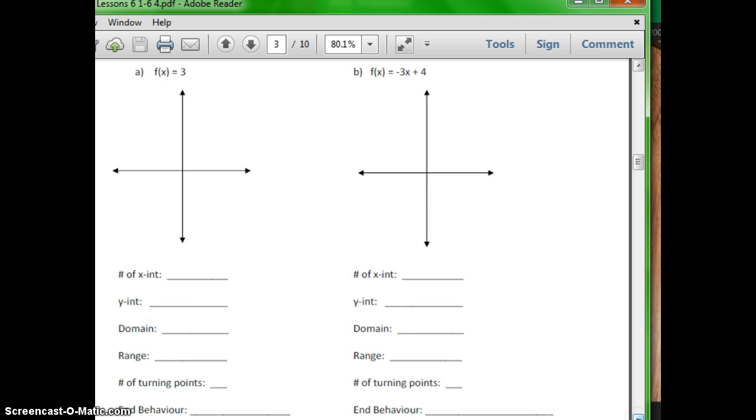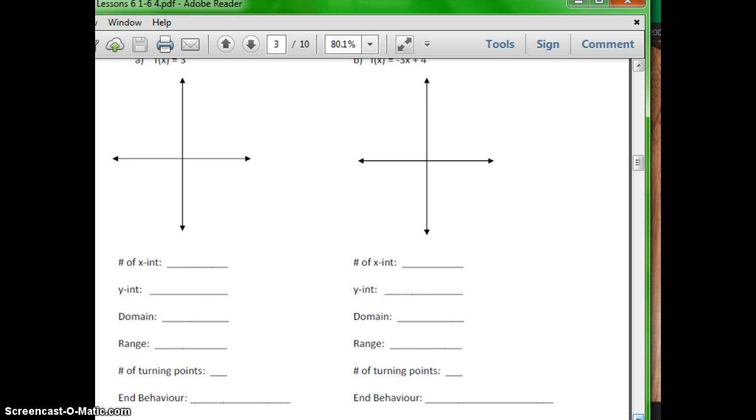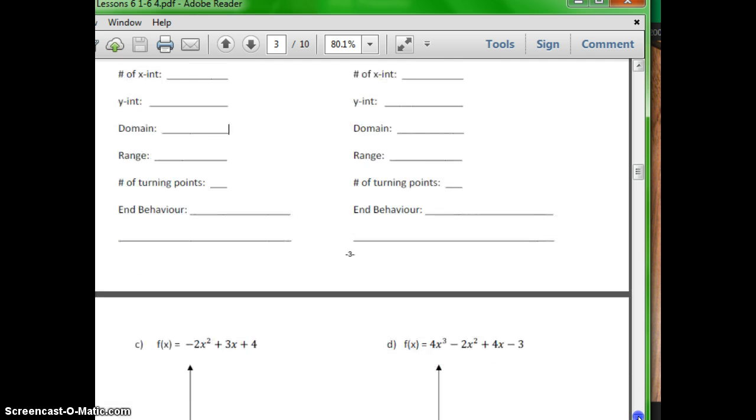Number of turning points, 0. And the end behavior, well, this goes off to quadrant 2 and quadrant 4. So up here in quadrant 2 and down here in quadrant 4. And for the picture, well, you can copy that out of your graphing calculator, hopefully.